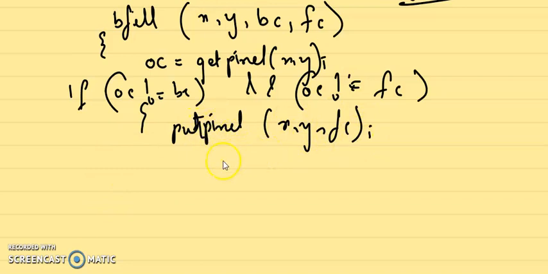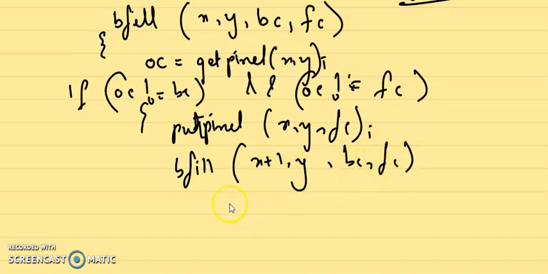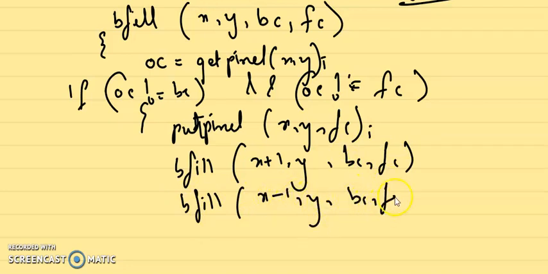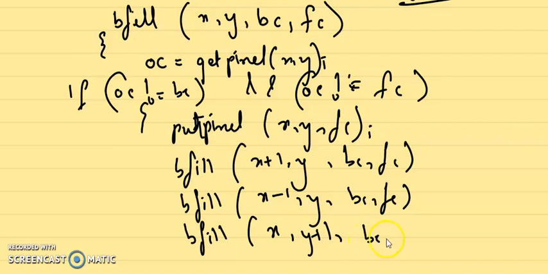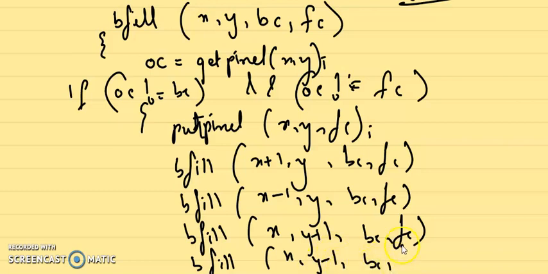Now we come to our next step. What are we going to do next? I am going to call bfill now, right, using x plus 1 comma y comma bc comma fc. I am going to call bfill using x minus 1 comma y comma bc fc. Bfill x comma y plus 1 bc fc and bfill x comma y minus 1 bc fc.